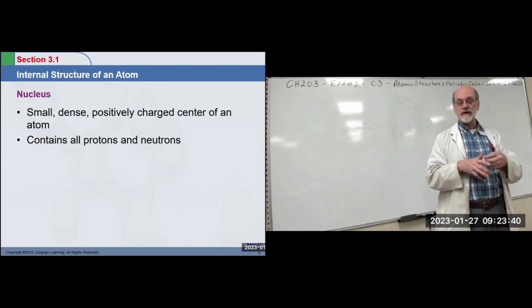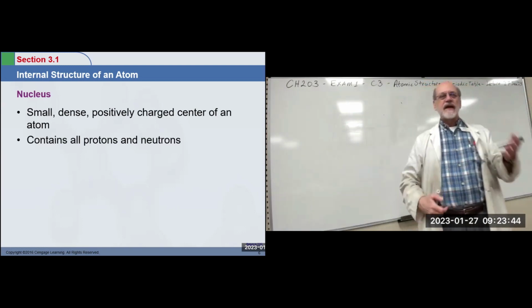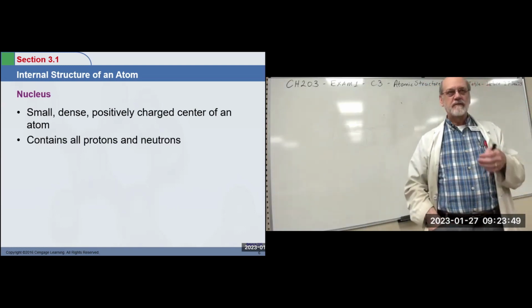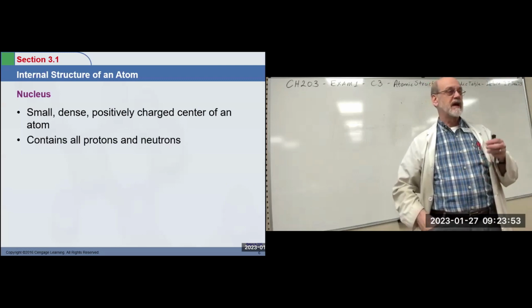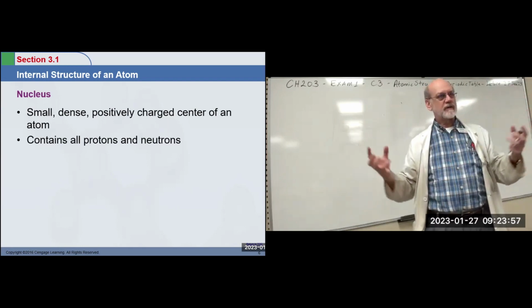Electrostatics says, yeah, there's a repulsive force. That's the job of the neutrons. The neutrons are there, and we can't go into a lot of detail, but the neutrons are there to stabilize the nucleus and to keep all those protons from flying apart.